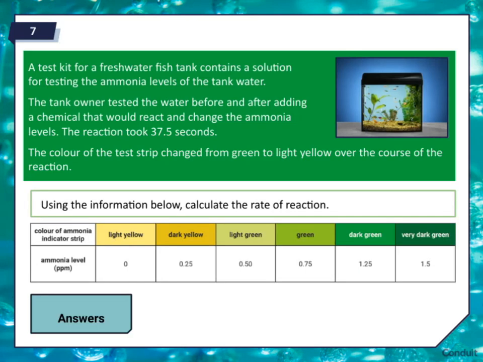Let's look at how we calculate the rate of reaction using this example. We have a freshwater fish tank and a test kit that measures ammonia levels. The tank owner tested the water before and after adding a chemical that reacts with the ammonia. The reaction took 37.5 seconds, and the test strip changed color from green to light yellow. Using this information, we can determine the rate at which the reaction occurred, a key step in understanding how quickly the chemical affects the tank's environment.